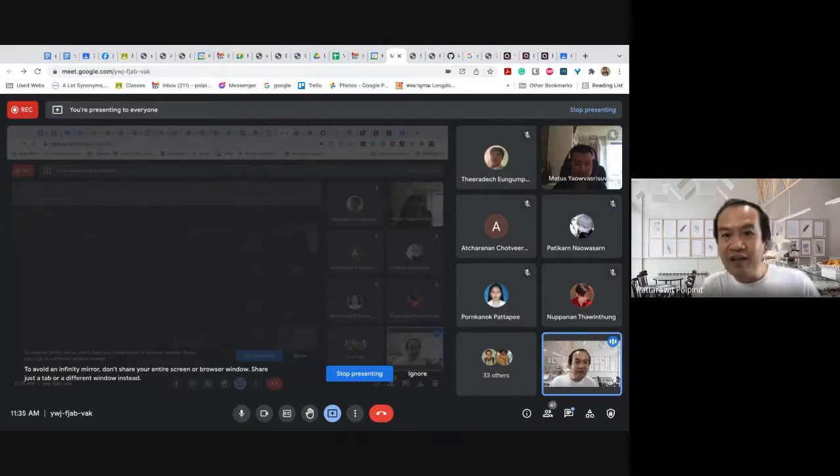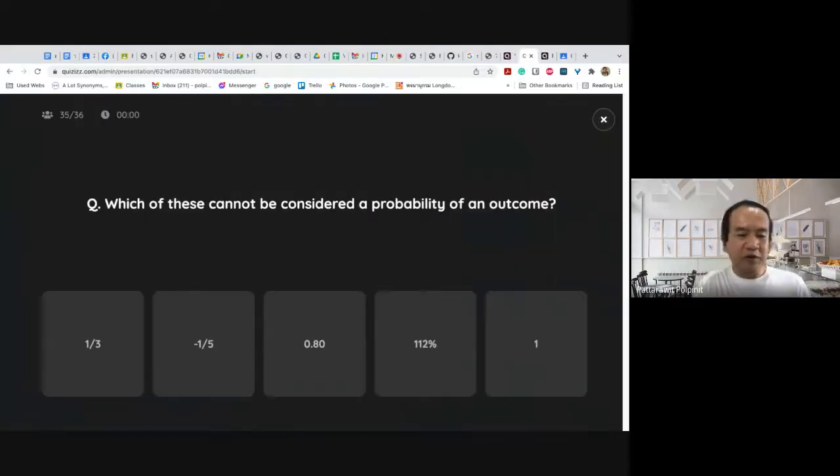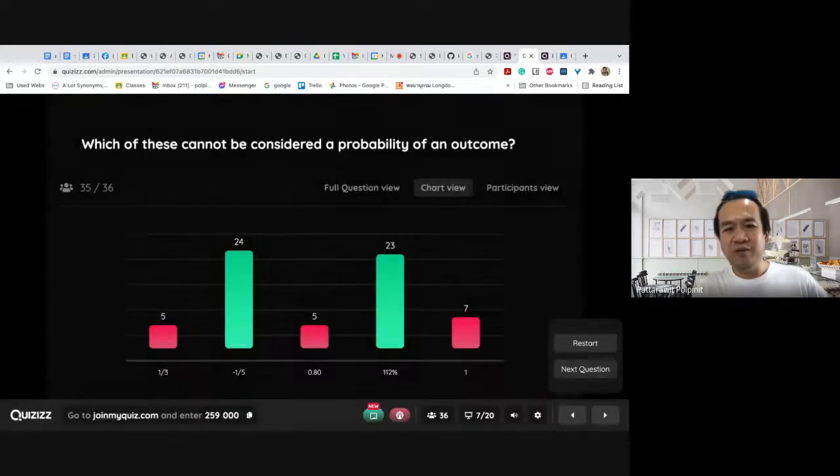Okay. The second one, this question is saying which of these cannot be considered probability of an outcome? There could be more than one answer, right? So the first one is 1/3. Yes, that's definitely fine. Minus 1/5. The negative probability is not real, okay? 0.8, that's fine. 1 is okay, but 112% is not correct. So this one, most of you got it correctly. Well done. Next one.